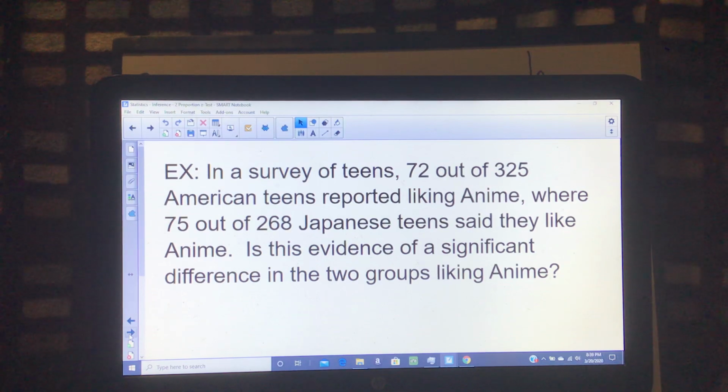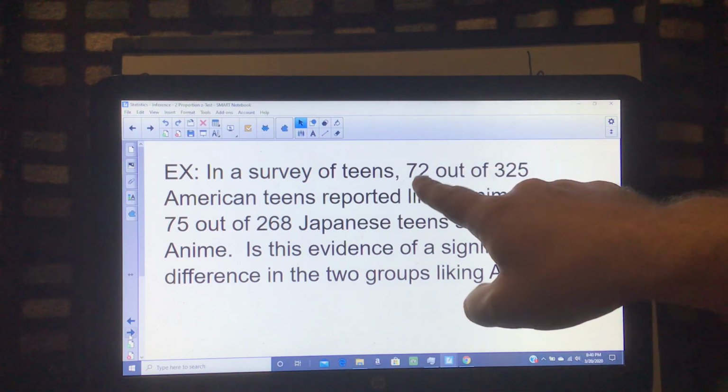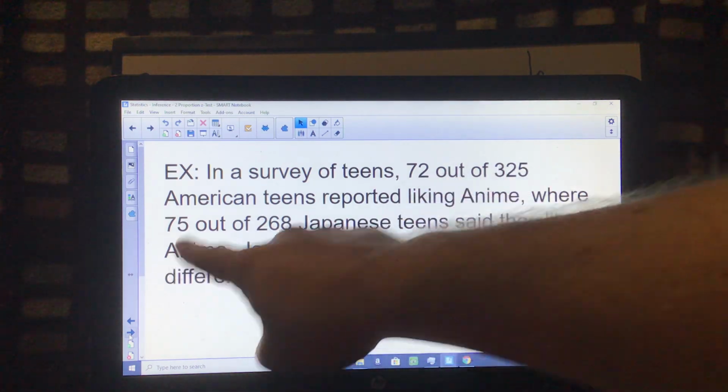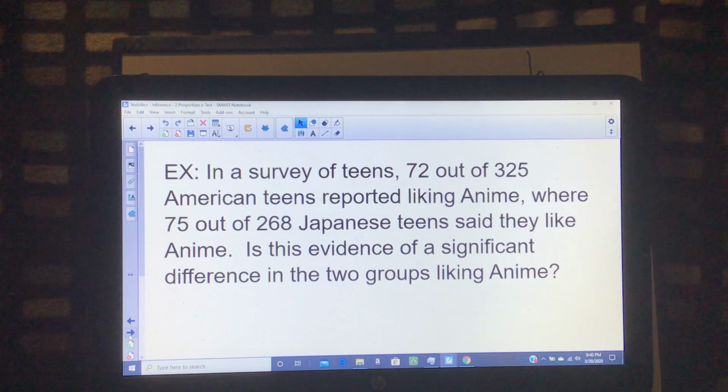So, here's one for you to try. It's similar in the fact it gives you success numbers of two different groups. In this case, it's American teens versus Japanese teens, and the rate at which they like anime. The only difference here is instead of giving you the percents, they actually gave you the success numbers. In order to get the percents, you can just divide 72 by 325 and 75 by 268. But basically, you can read this problem and you can try it.